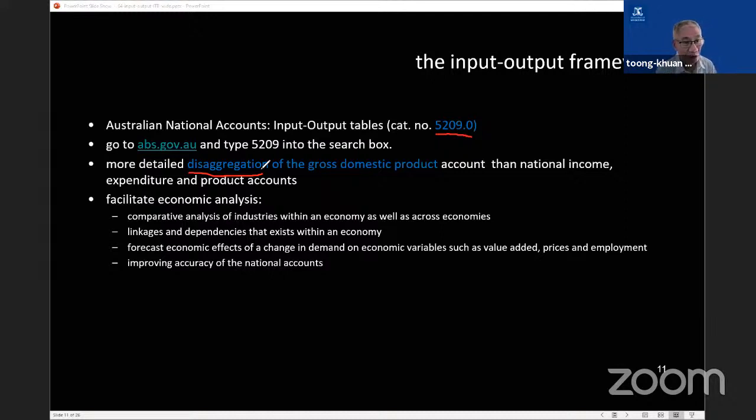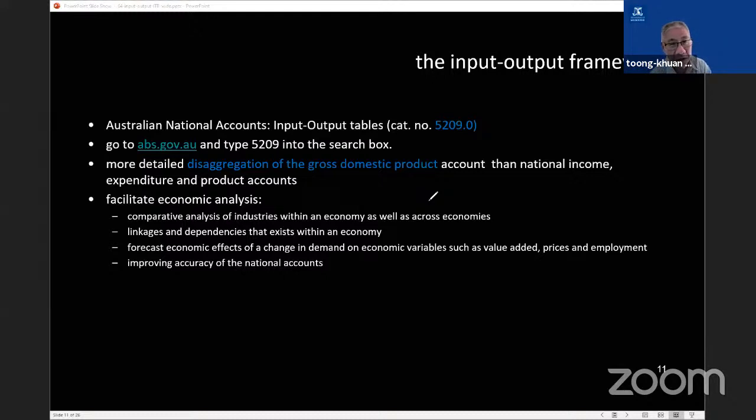So once you break it down, and I'll show you this input-output table afterwards, in Australia we have 114 different sectors. And once you have details of 114 different industrial sectors, it allows you to carry out a lot of economic analysis on how one sector compares with another sector within your economy. It will then show you the linkages and dependencies that exist within an economy.